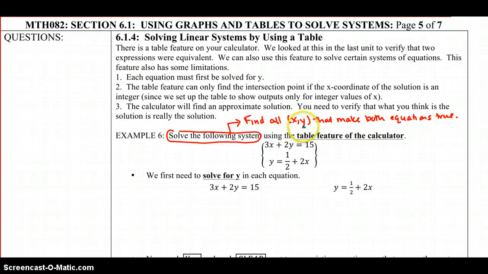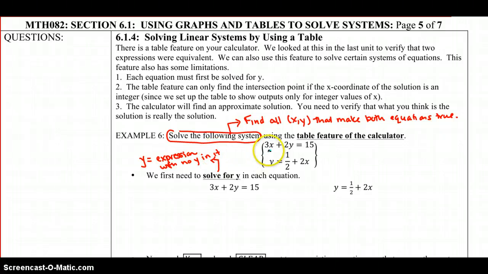So our first equation is 3x plus 2y equals 15, and our other equation is y equals 1/2 plus 2x. So the first thing that we need to do is solve for y in each equation. And again, solve for y, we need to know what that means. We need to get it in the form y equals, and then we need an expression on the other side with no y in it.